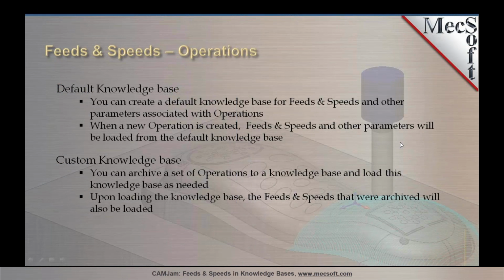So the next topic we'll cover is feeds and speeds in terms of defining and reusing feeds and speeds based on operations. Now, after you install the system and you start using the system, essentially you can create your own default knowledge base for feeds and speeds and other parameters that are associated with operations. So that when a new operation is created, the feeds and speeds and the other parameters that you saved as a default for that particular operation will be loaded from the knowledge base.